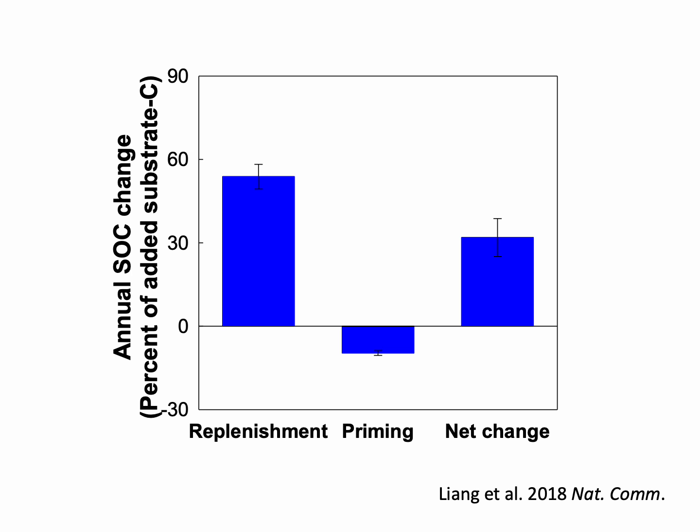We use the interactive model to estimate the priming effect, replenishment, and the net change in carbon after adding new carbon to the soil incubation experiments. This figure showed that nearly 54% of newly added carbon stays in soil, and old carbon decomposition stimulated by priming effect is nearly 10% of newly added carbon. As a consequence, SOC has the net gain of 33% of added new carbon. This analysis indicates that priming does happen, but unlikely leads to a net loss of SOC.